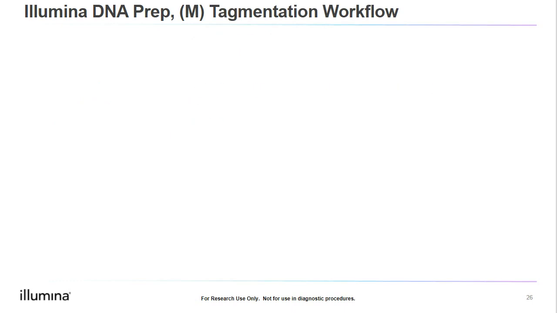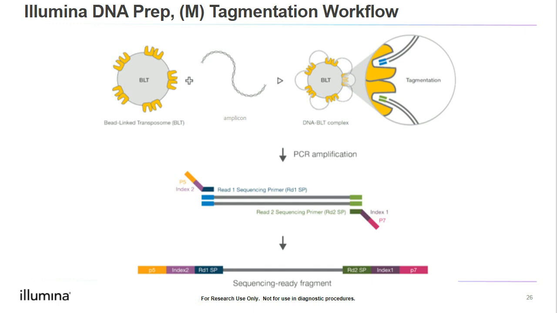The Illumina DNA Library Preparation Kit, formerly known as Nextera DNA Flex, is also an option for Amplicon library preparation. While the Nextera XT and Illumina DNA prep workflows are similar, there are some key differences to consider. To prepare libraries with the Illumina DNA prep kit, we combine the DNA amplicons with bead-linked transposomes to tag and fragment the amplicons. We then finish the library preparation by uniquely indexing and completing the adapter sequences using PCR.